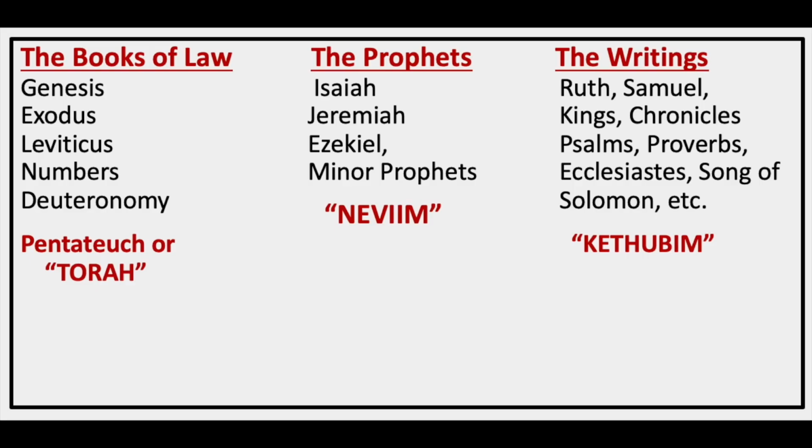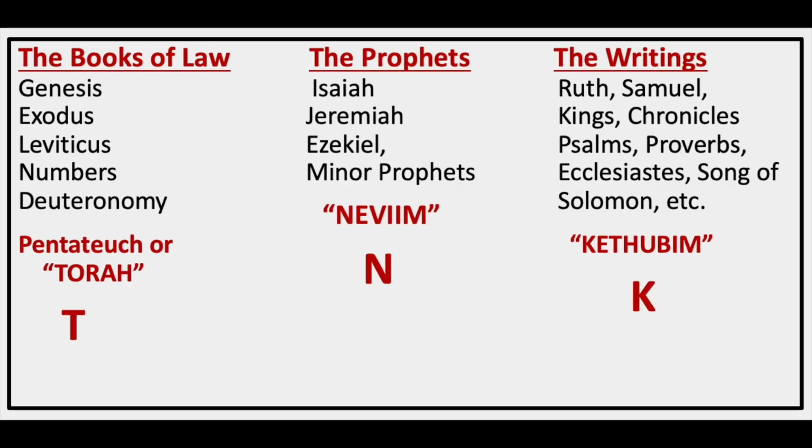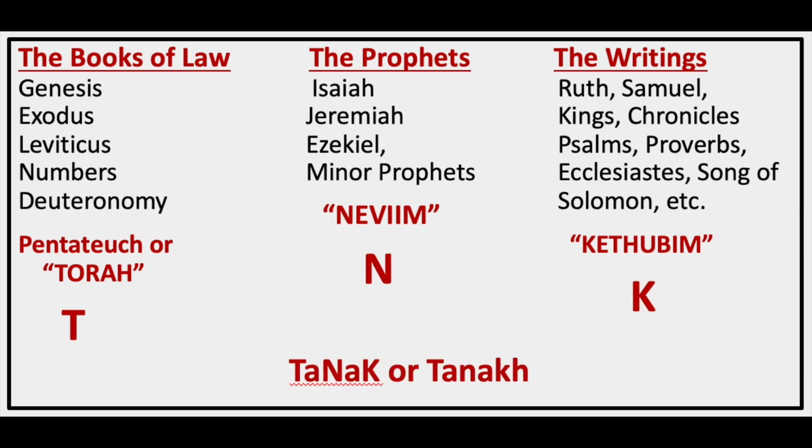Then there are the books of history like Samuel, Kings, Chronicles, and so on, as well as the poetry and wisdom books like Psalms, Proverbs, and the others. Jews call these miscellaneous writings Ketubim. So as a sort of shorthand, Jews often take the first letters of each of the Hebrew words for the 3 sections, T, N, and K, to make up a new term for the entire Hebrew scriptures, Tanakh.